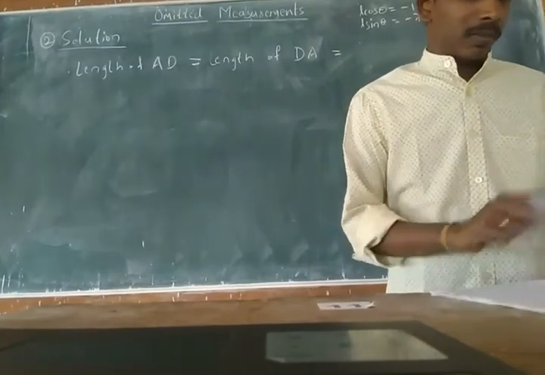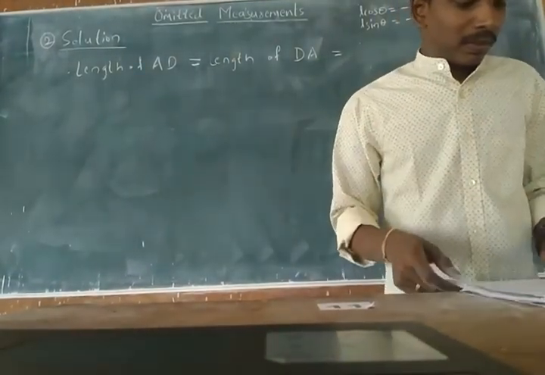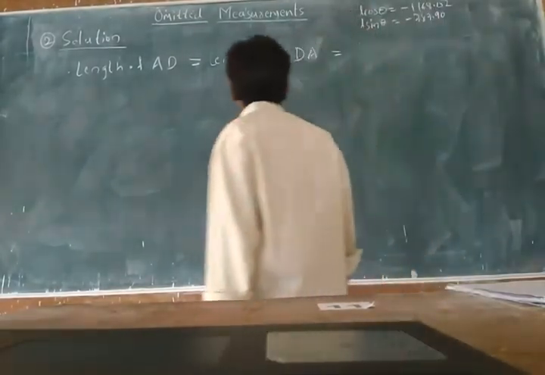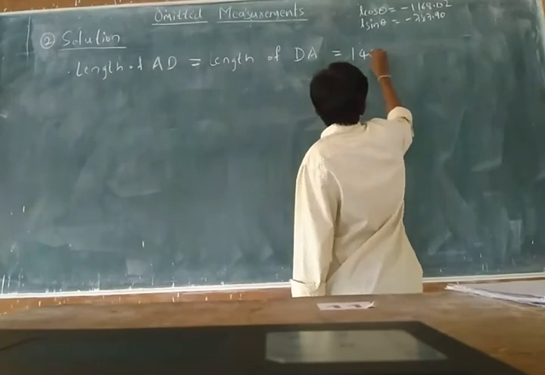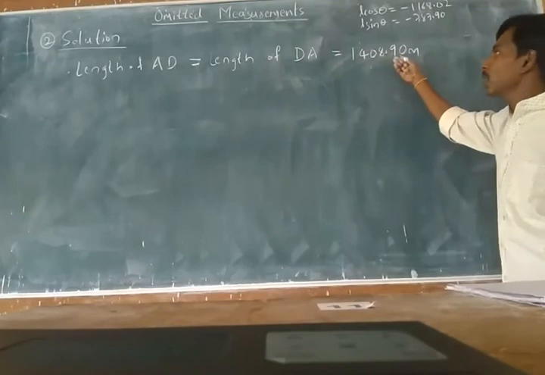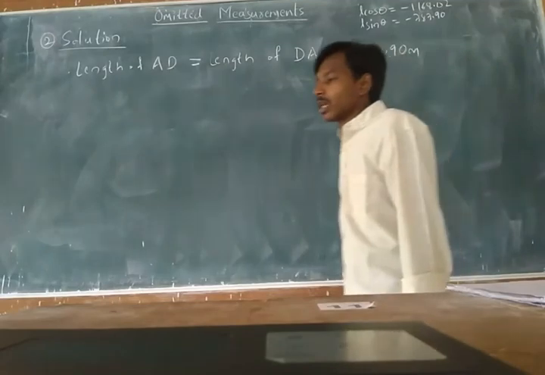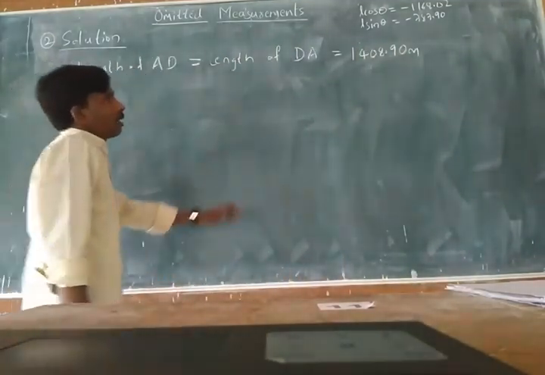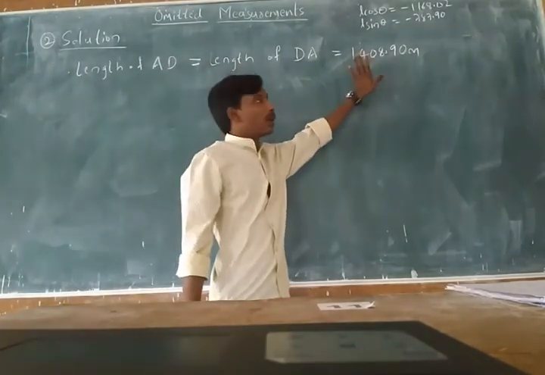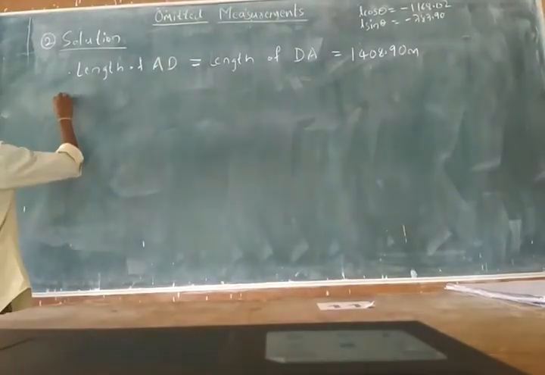Yes. So the length is 1408.9, I think. 1408.9 is almost equal to 1409 meters, so that can also be written. But as we have calculated previously, the length was 1408.9, so I am going to write the same here. Now let's calculate the bearing.